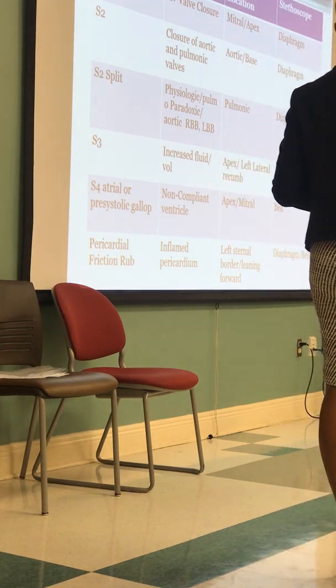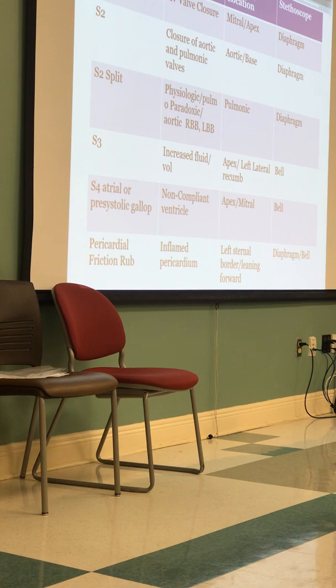All right. S3. S3 is a rumble. So you're not going to hear it with the diaphragm. You're going to hear it with the bell. It's a low-pitched rumble. When do you hear S3? What causes an S3 sound? Increased fluid volume states. When is it normal? Pregnancy. What else? Adolescents, young people, athletes. When is it pathologic? Heart failure. Increased fluid volume states. S3. Kentucky. That's your S3.